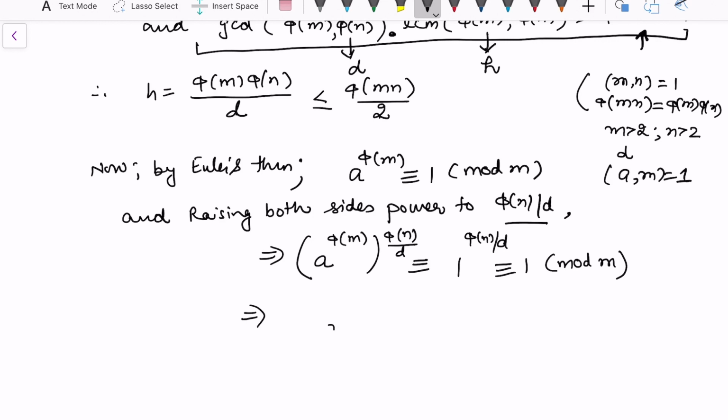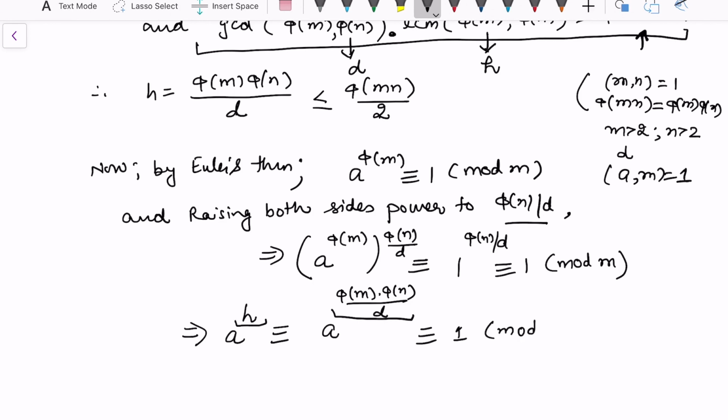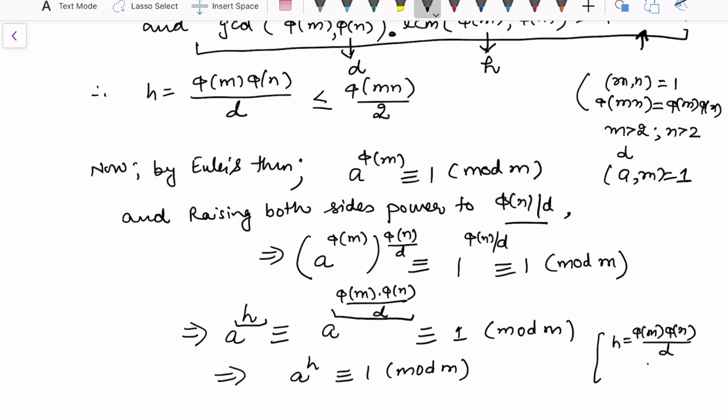What we have in the left hand side is a to the power phi m into phi n divided by d. This is the same as a to the power h, so I am replacing, and on the right hand side I got 1 modulo m. And hence this implies that a to the power h is congruent to 1 modulo m. And we know that this power h, which is phi m into phi n by d, is less than or equal to phi of mn divided by 2, which is strictly further less than phi of mn. This is the power that we required for the primitive root.